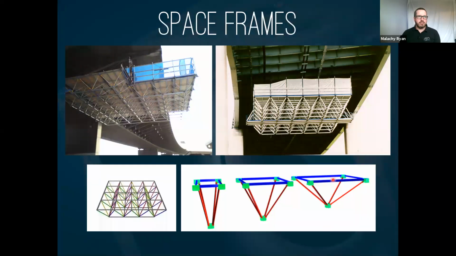Next one we're going to talk about in a bit of detail, and it's one of our pet items at Allen White Design, are space frames. So space frames are essentially a three-dimensional truss. They're fantastic structural elements to work with.